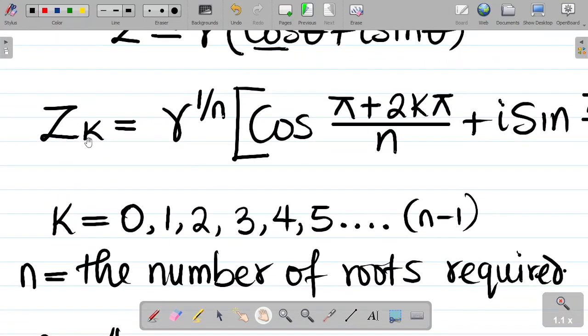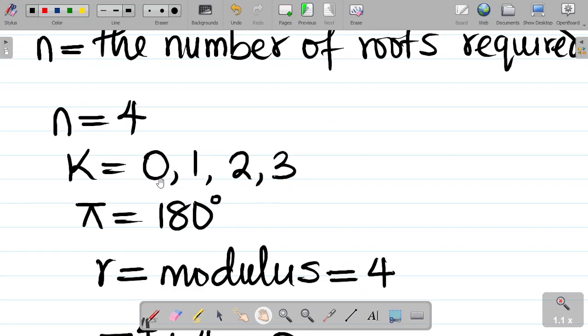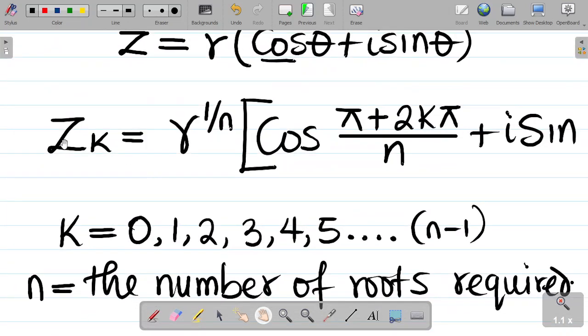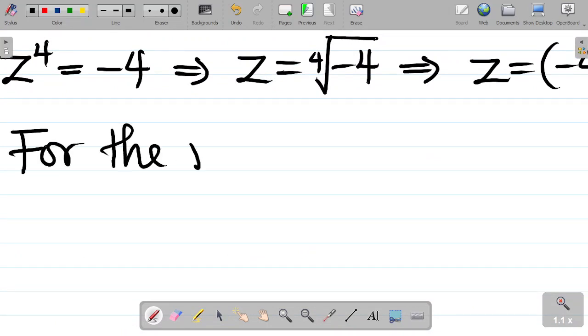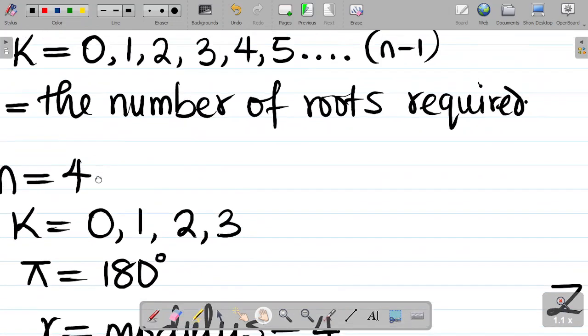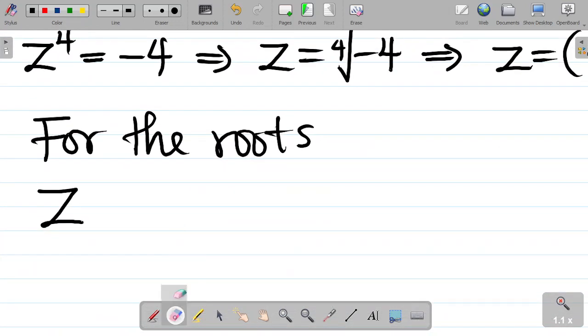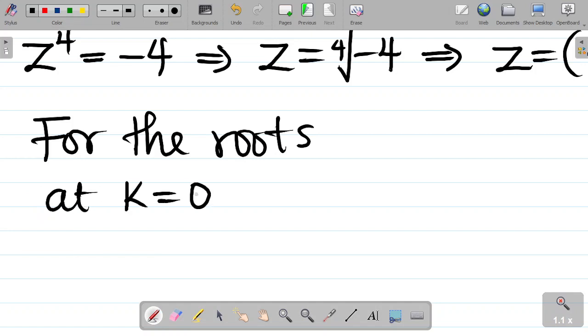Now looking at this, it is z to the power k, or z base k. Now we said k starts from 0 up to, in this question, we'll take 0, 1, 2, 3. So let's start with the first one, z k. Let's find the first root. For the roots, we have z k when k is equal to 0. Alright, for the roots, let's say at k equal to 0. This will give you your first root. So for the first root, k is equal to 0.